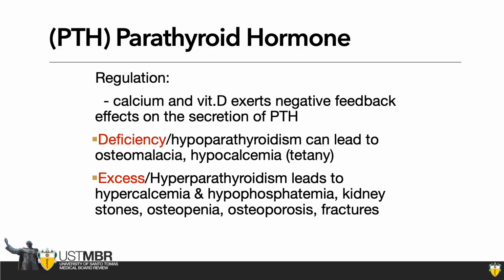So how is it regulated? Calcium and active vitamin D exert negative feedback. Within the parathyroid gland, there are receptors for calcium and active vitamin D. So once the parathyroid gland knows that there is enough calcium or active vitamin D, it will not release a lot anymore. That's a normal function of the parathyroid.